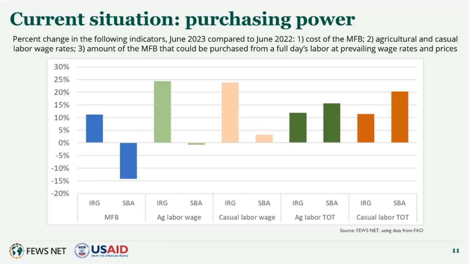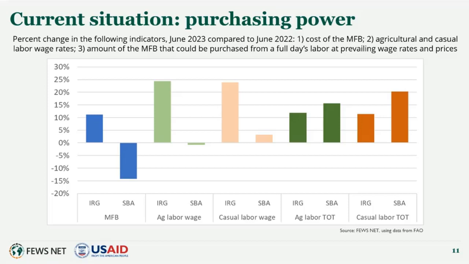And this is simply a measure of the amount of the minimum food basket that a laborer could purchase given prevailing wage rates and food prices at the particular point in time we're looking at. And what we can see is that, driven largely by rising wage rates in IRG-controlled areas and declining food prices in SBA-controlled areas, purchasing power for laborers has generally improved over the past year in both IRG and SBA-controlled areas.